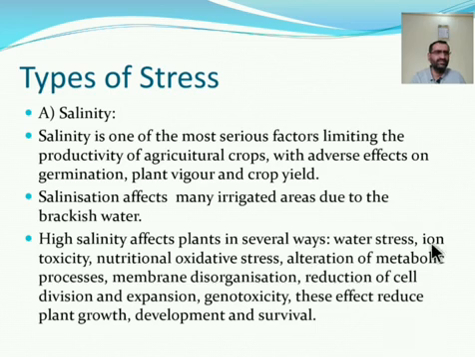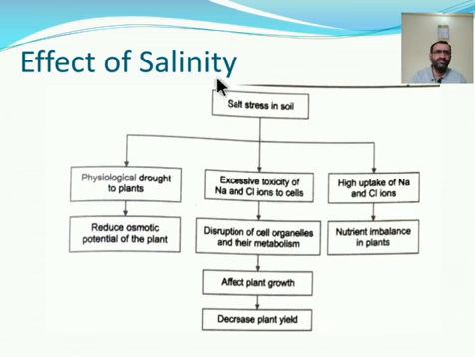First one is water stress, ion toxicity, nutritional and oxidative stresses, alteration of metabolic processes, membrane disorganization, reduction of cell division and expansion, genotoxicity, and these effects reduce plant growth, development and survival. Due to the salinity, all these conditions occur in the plant, and due to that the plant growth is directly or indirectly affected.